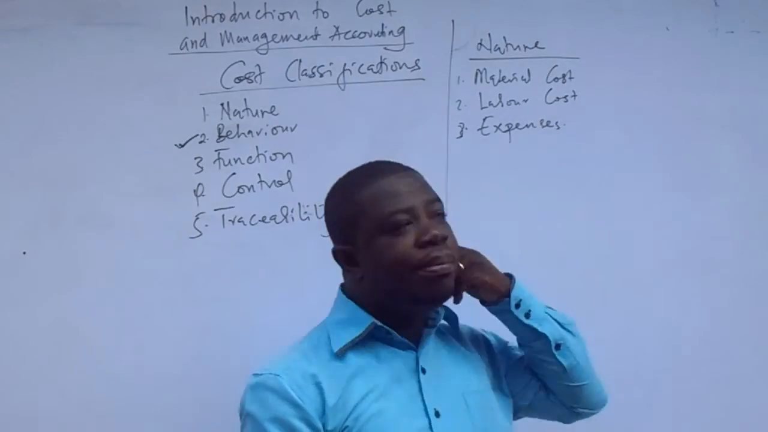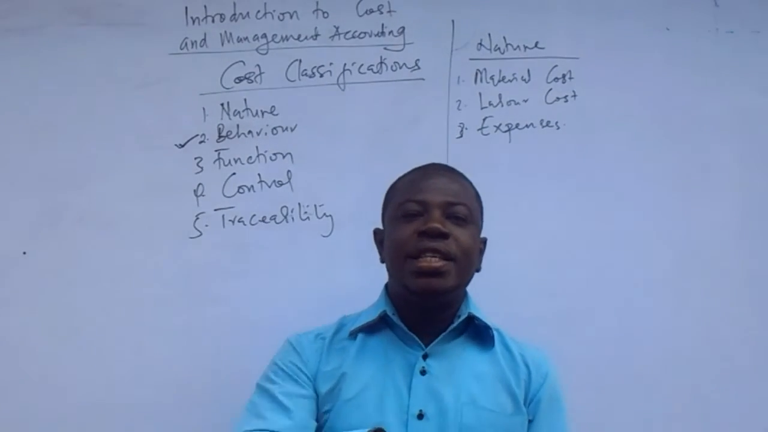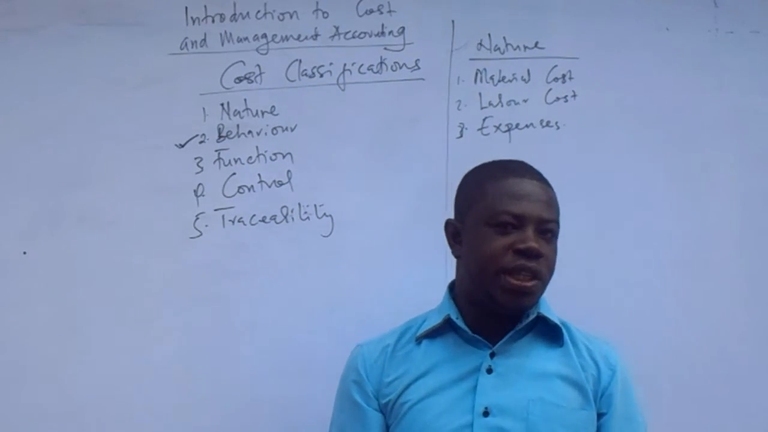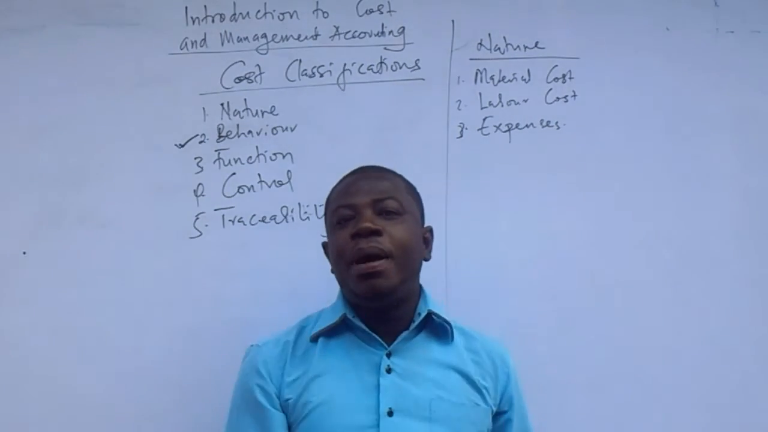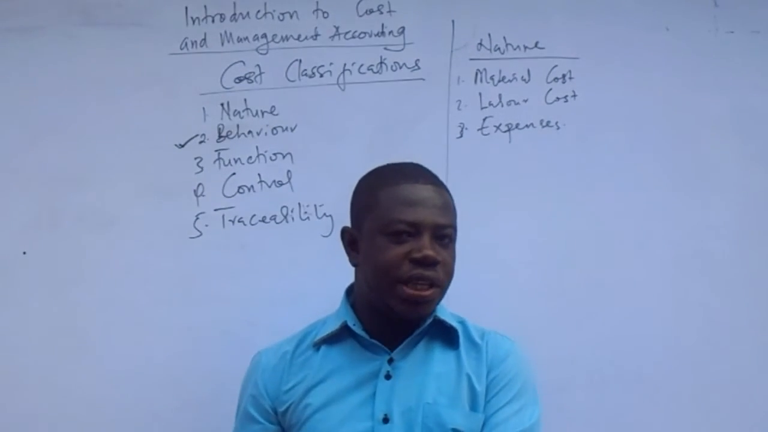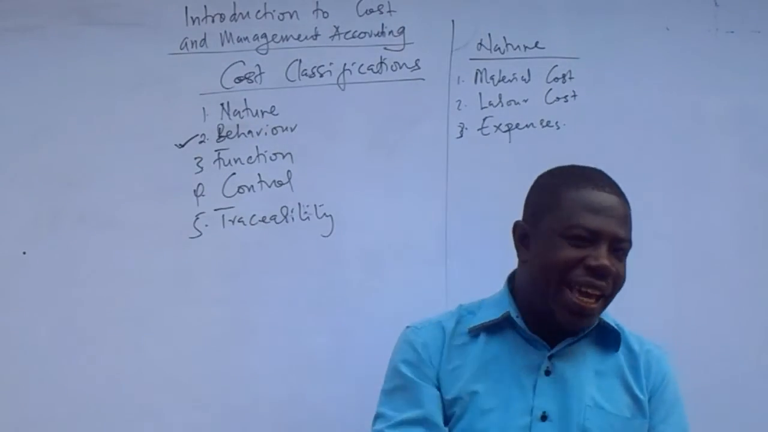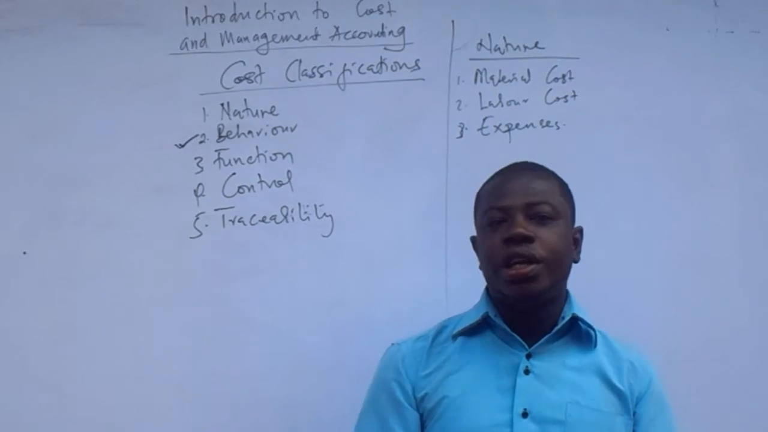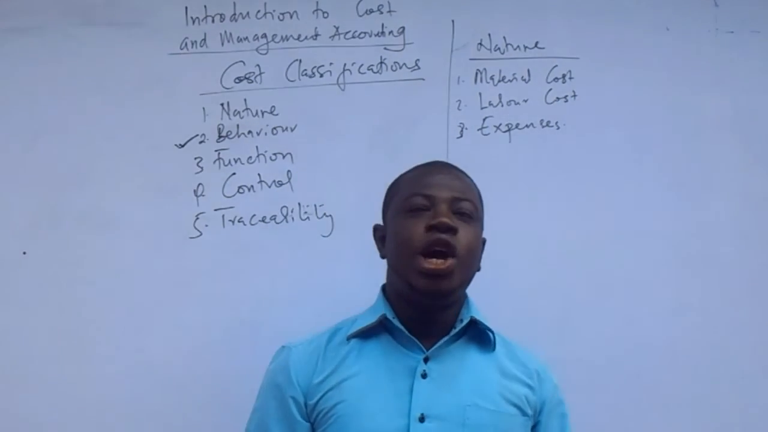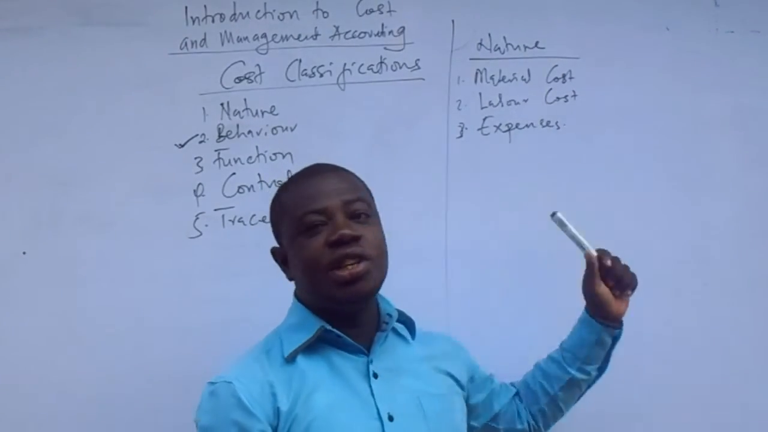And then when we talk about labor cost, it has to do with the cost that is incurred on the human efforts that are contributed towards production of goods and services. Labor itself refers to the human efforts that are used in producing goods and services. But then, labor cost is the cost incurred on the human efforts that are contributed towards production of goods and services. And then when we come to expenses, in costing, we usually say that expenses are any other cost apart from material and labor.